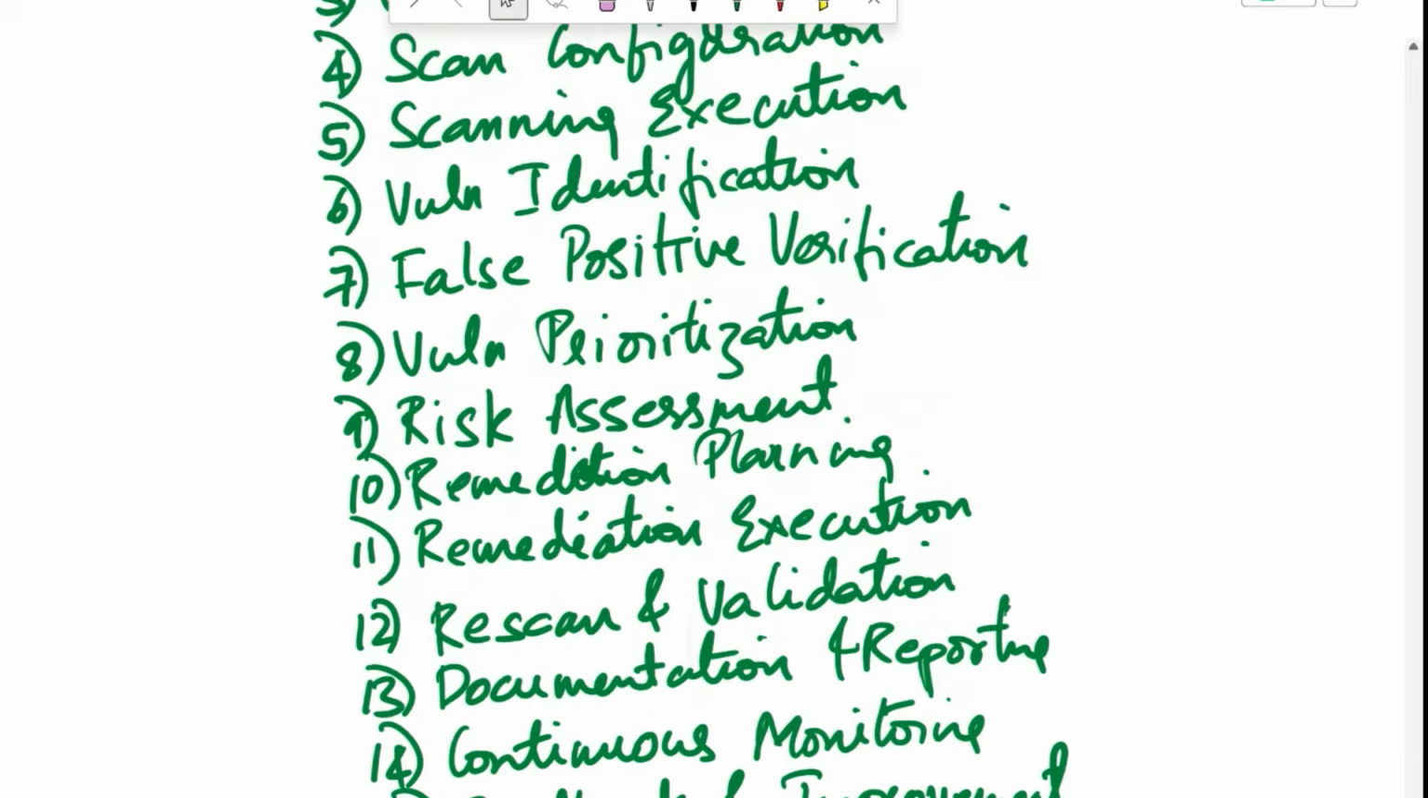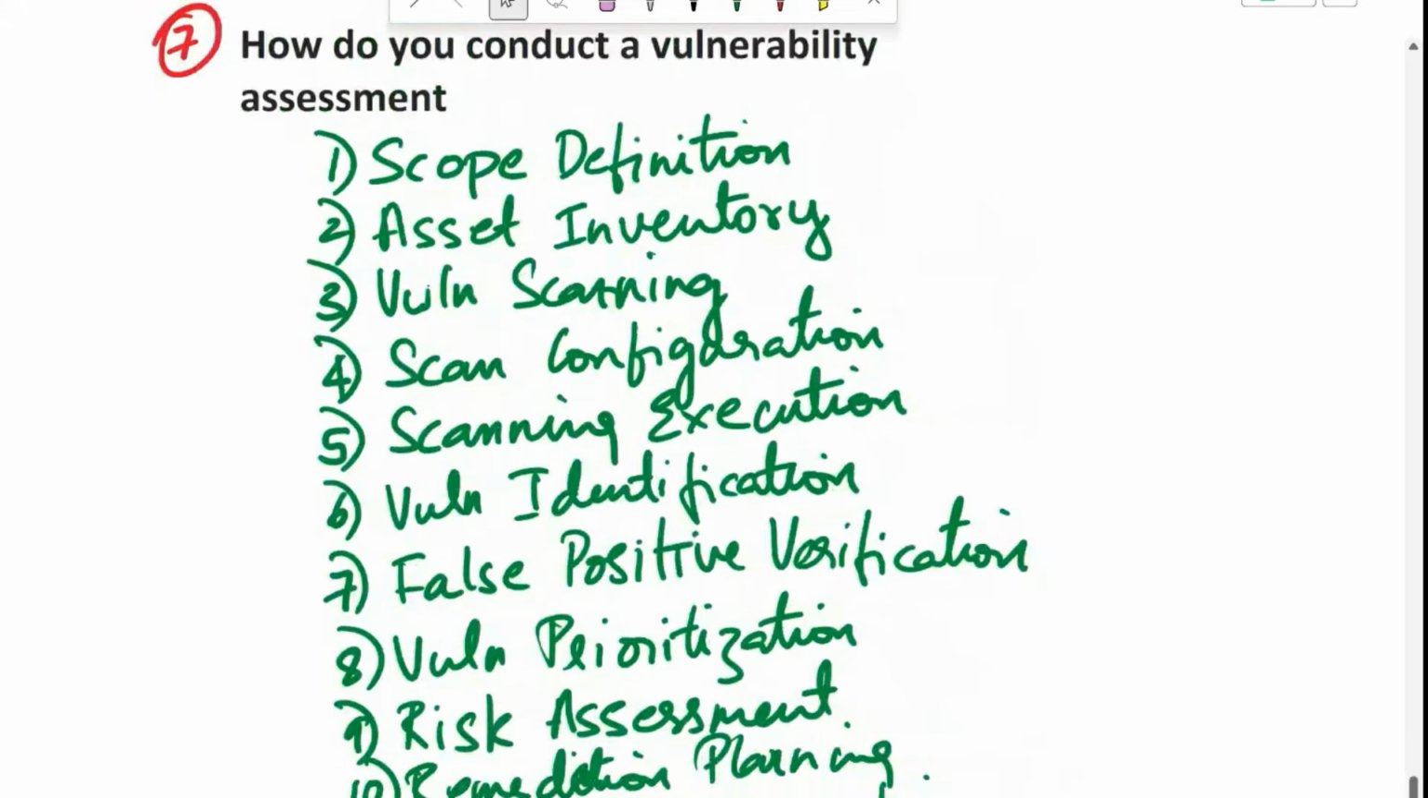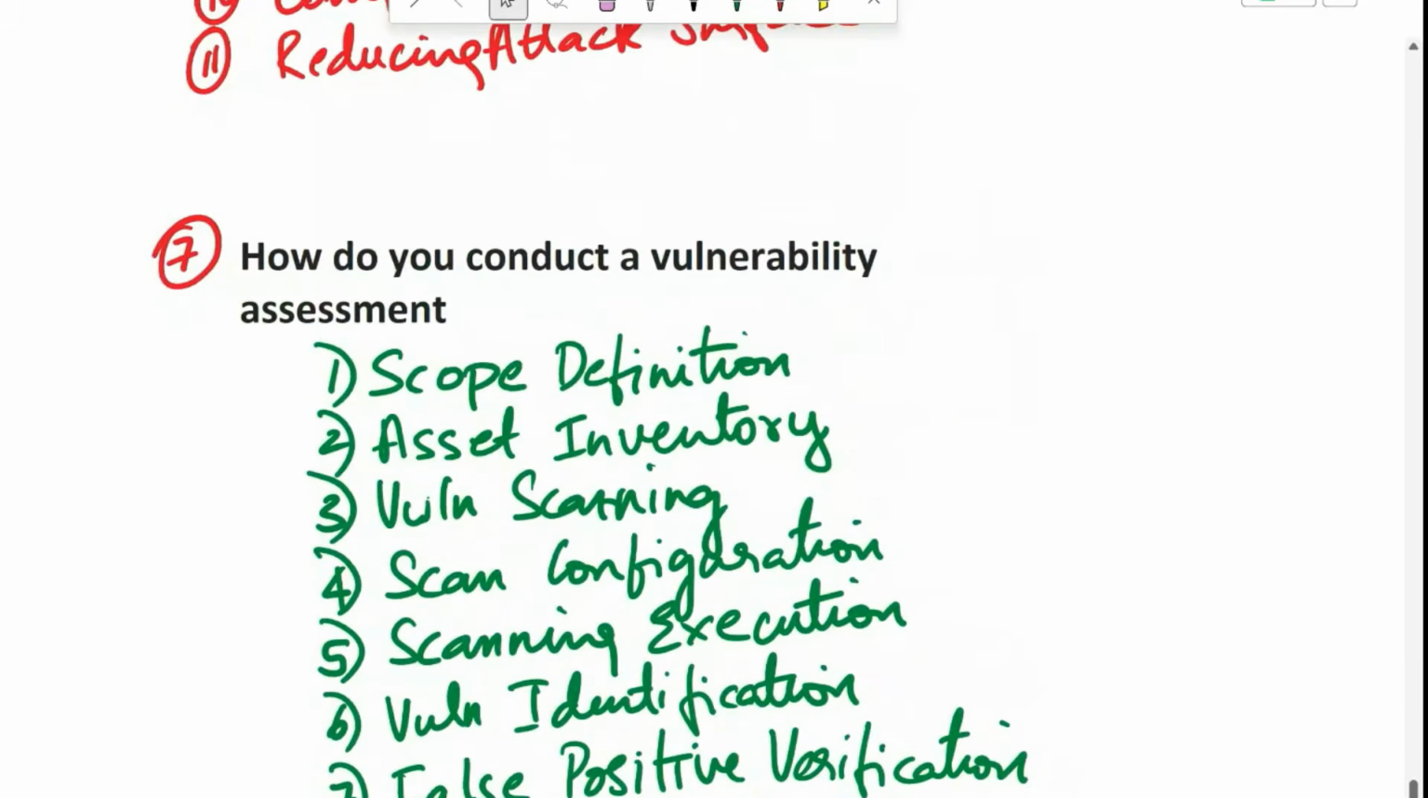So this is almost the same as the key steps that we discussed about vulnerability management in the first question, but it has a little bit in-depth explanation here. So, conducting a vulnerability assessment is an iterative process that requires collaboration among security teams, IT administrators, and other relevant stakeholders. Regular assessments are essential to maintain a strong security posture and proactively address potential security risks.